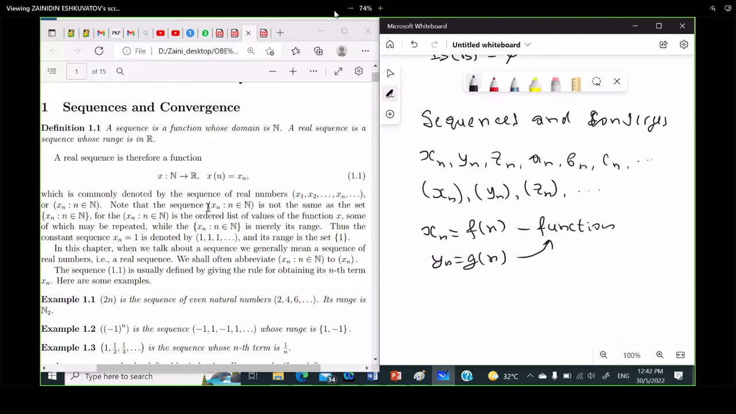This in the bracket is commonly denoted by the sequence of real numbers, xn. Actually, this one is x1, x2, and so on. It is an ordered list of the values of the function x, some of which may be repeated.